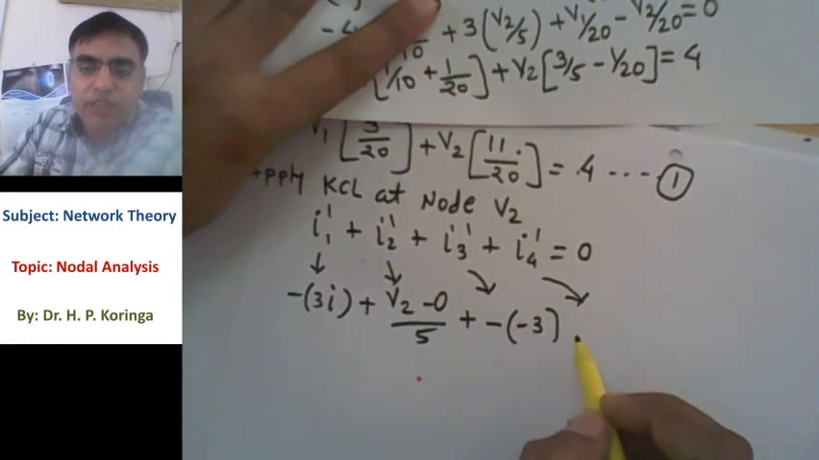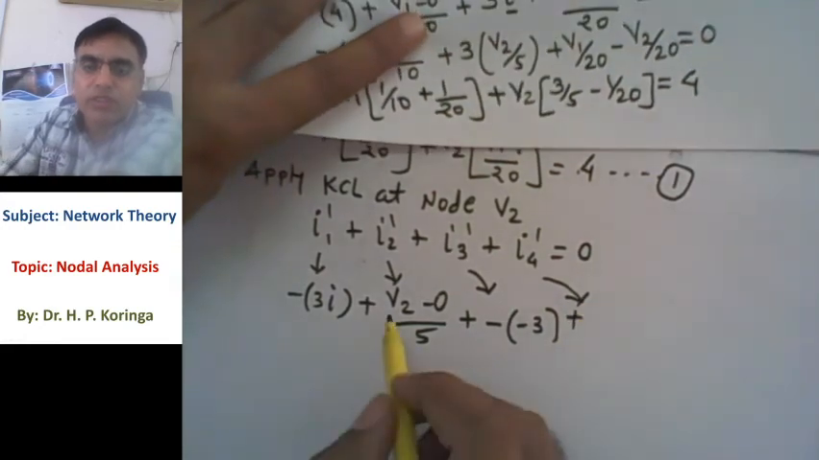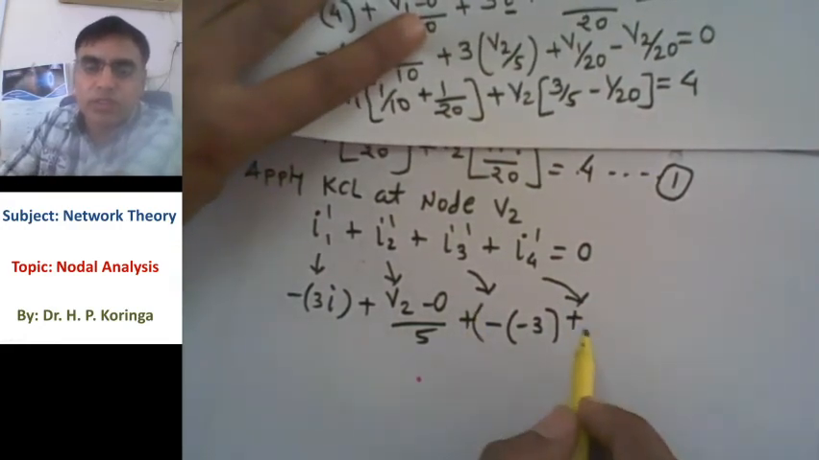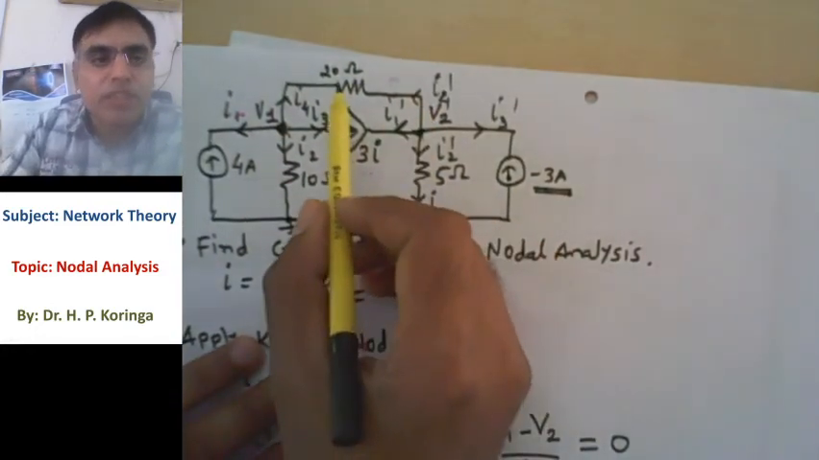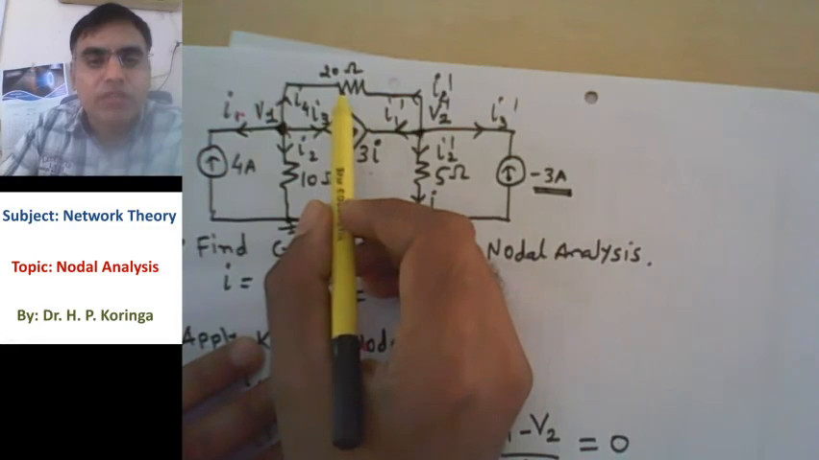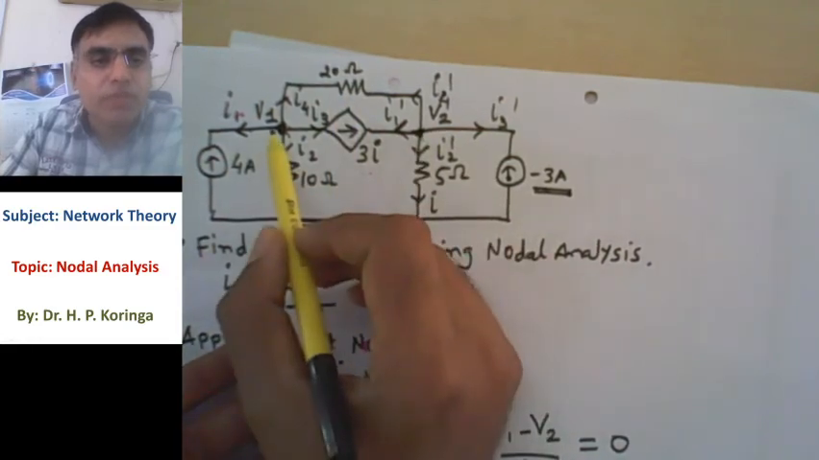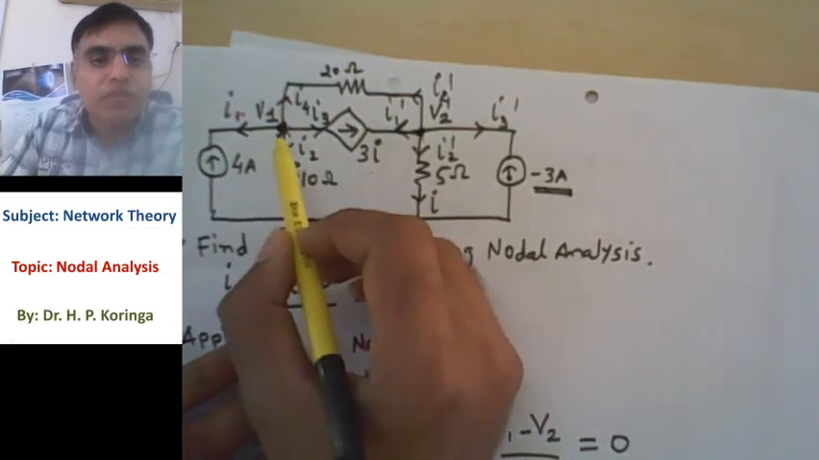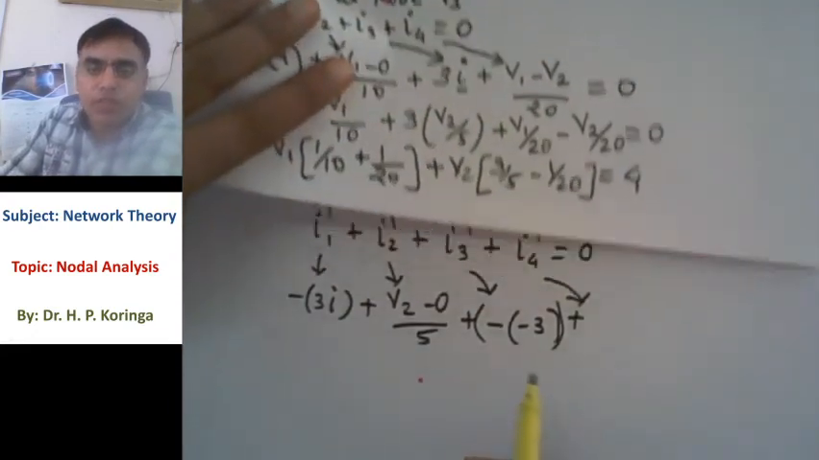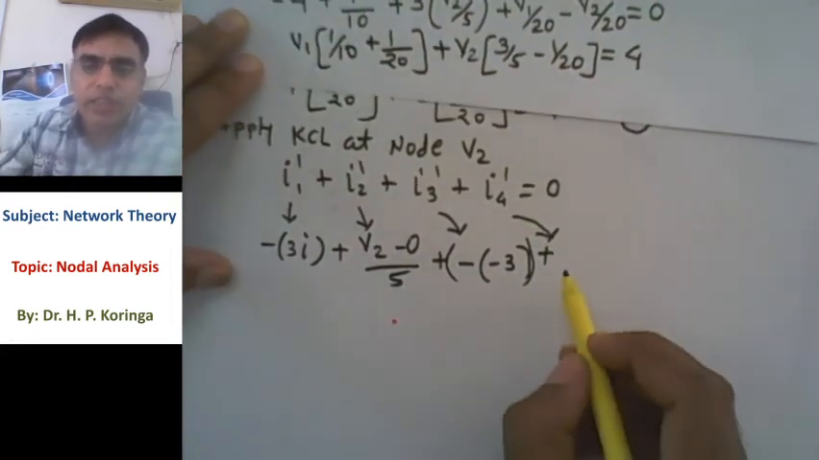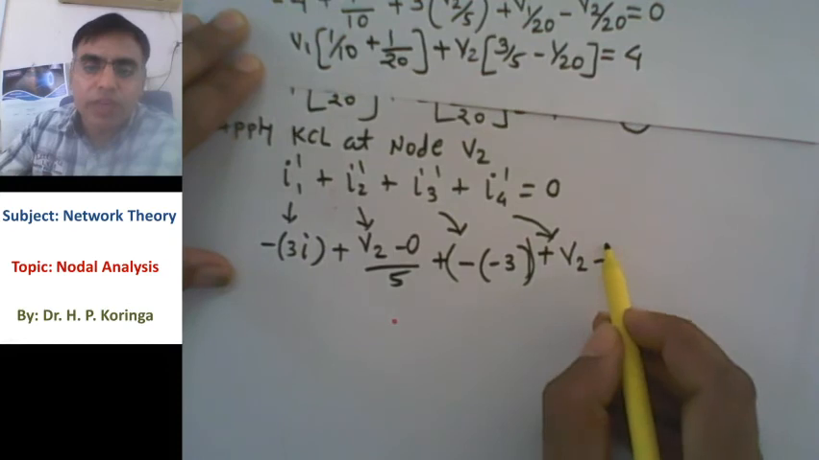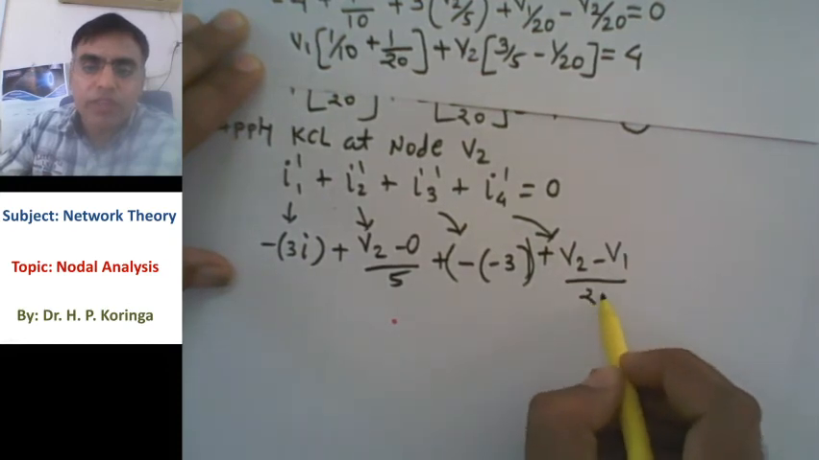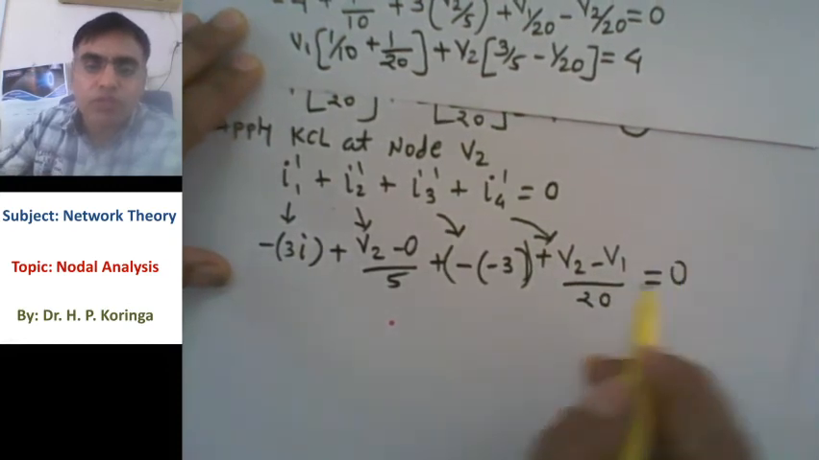and I4 dash. So I4 dash is the current passing in the 20 ohm resistance branch, and it is from V2 to V1. So it is V2 minus V1 divided by 20. So I4 dash can be written as V2 minus V1 divided by 20, and the sum is equal to 0.